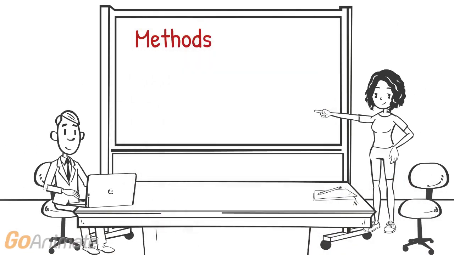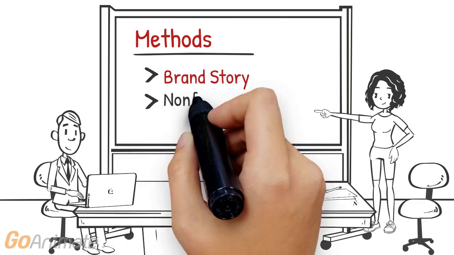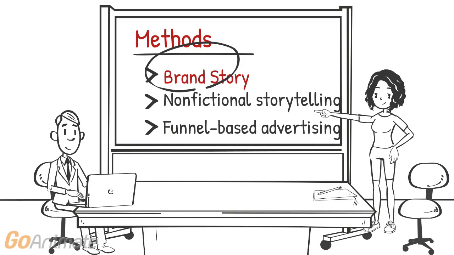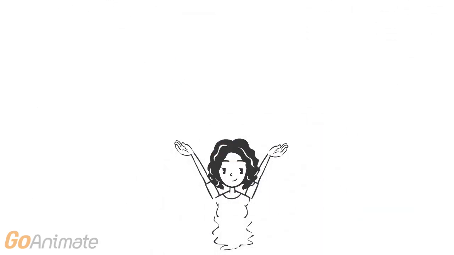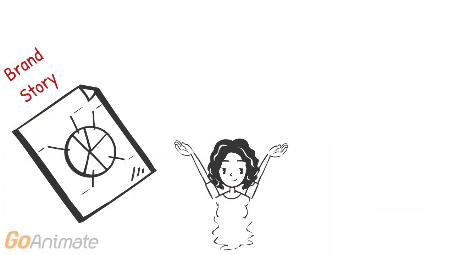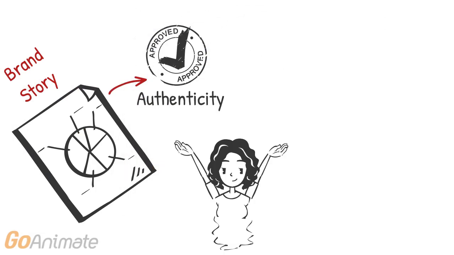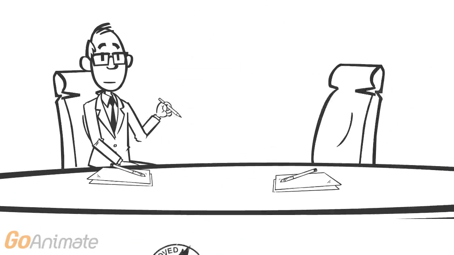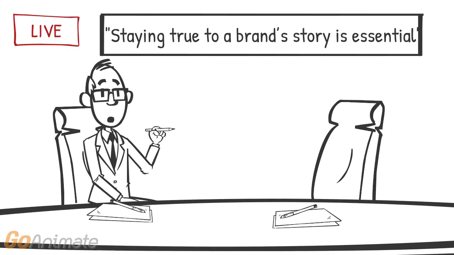Now that I've talked about what your advert should contain, let's talk about some of the methods to do so. The first approach is communicating the actual brand story in the fictional advert. Using the brand story in the advert allows the brand to appear authentic, true, and transparent. Staying true to a brand story is essential.